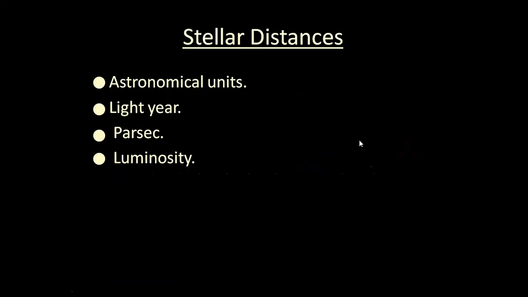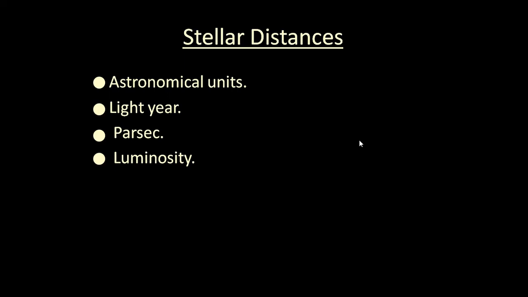Next come stellar distances. Stellar distances may be the distances between two stars, or the physical properties of stars, like astronomical units. What is meant by an astronomical unit? It is the distance between the sun and the earth. You know that the sun is also a star. The distance between the sun and the earth is about 1.5 into 10 power 8 kilometers. This is what is called one astronomical unit.